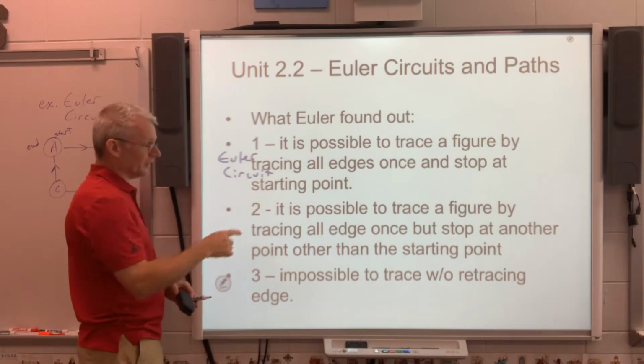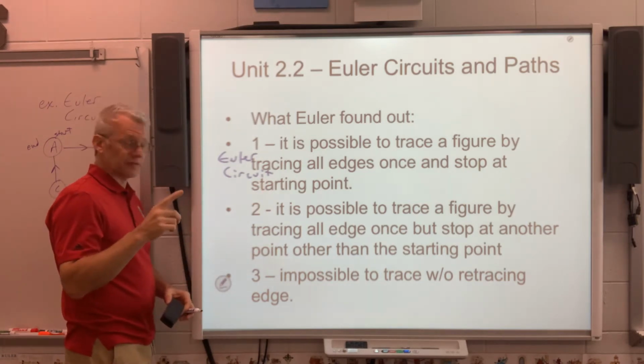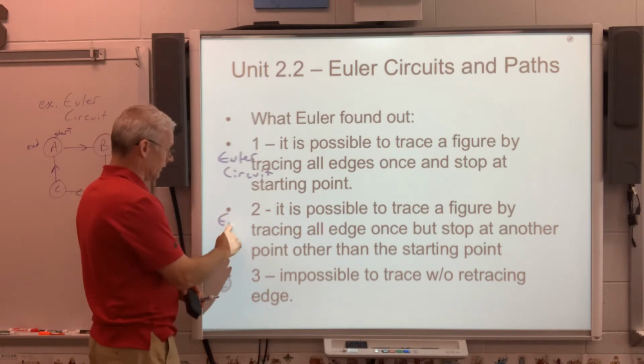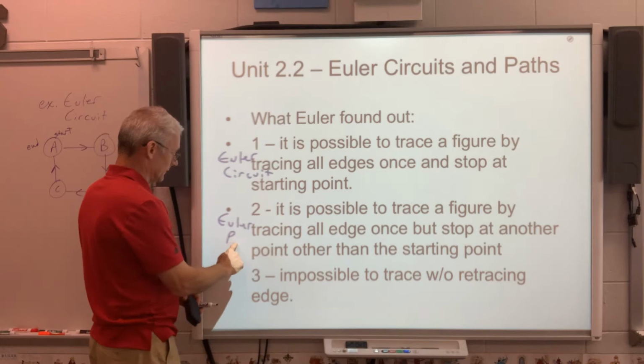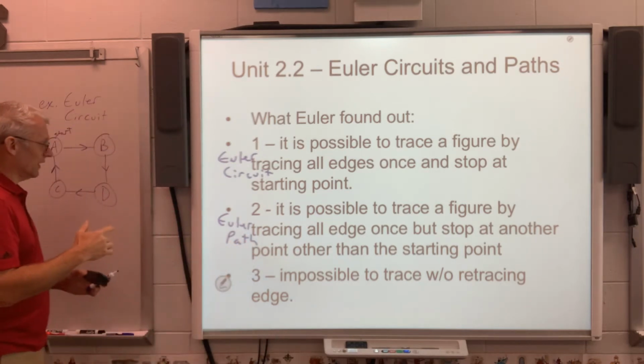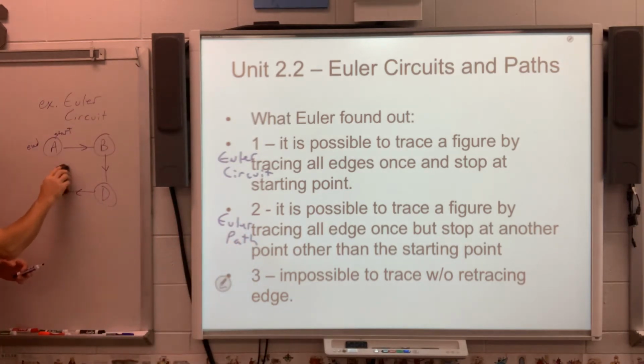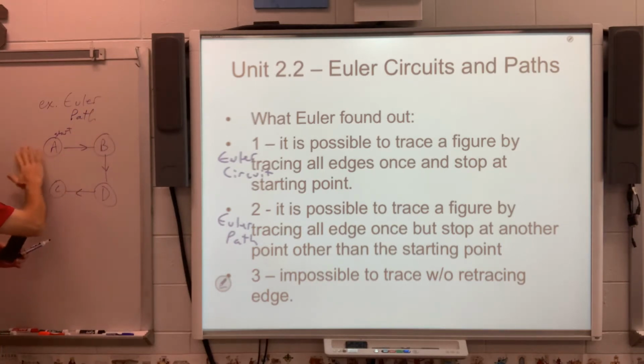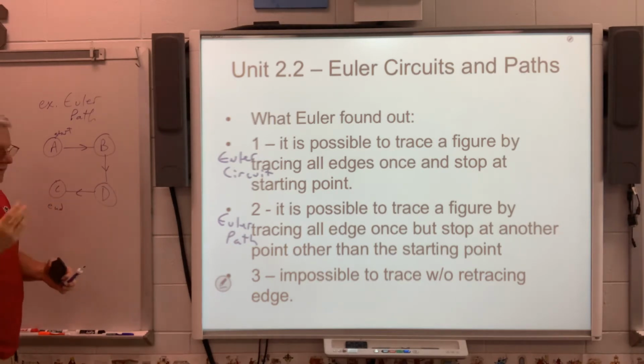He said the second one, so let me write this down. So this is what's called an Euler circuit. And he says it's possible to trace a figure by tracing all edges once and stopping at another point than where you started. So this is an Euler path. Just a real quick example would be where I start at A, I'm going to B, going to D, and I end at C. I end there. So that's what's called an Euler path.